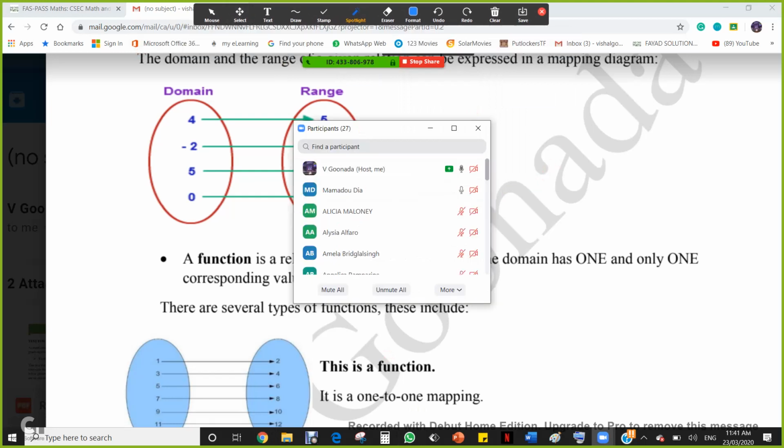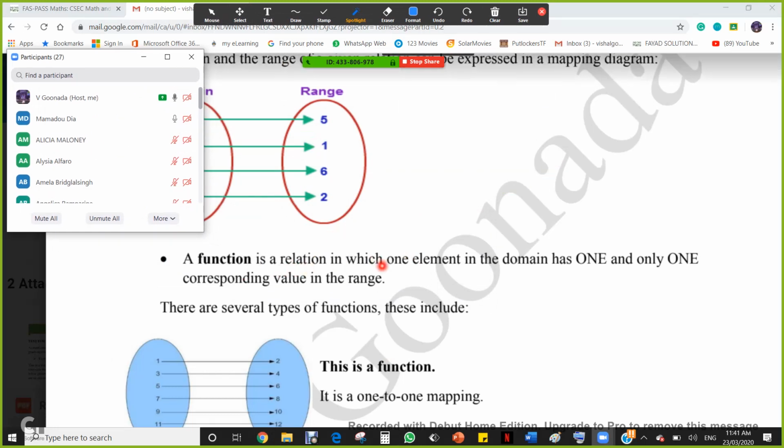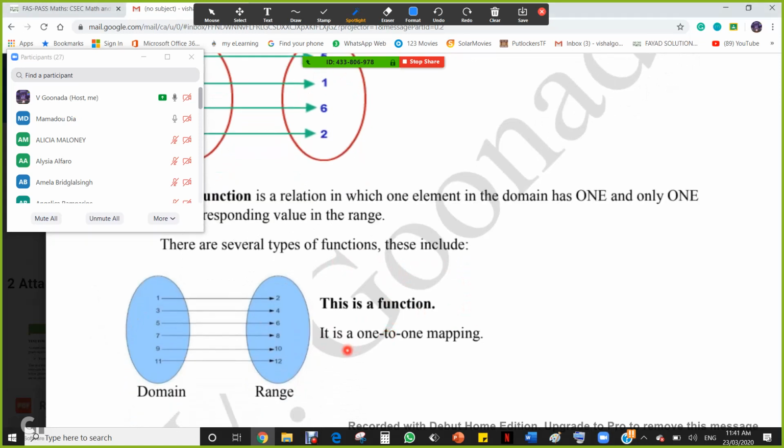So let's see. A function is a relation in which one element in the domain has one and only one corresponding value in the range. So again, a function is a relation. In other words, for it to be a function, one element in the domain has to be mapped onto one element in the range. It cannot be going to two elements in the range. Okay. Now there are several types of functions. The first one is called a one-to-one mapping. So here you can see one element mapping onto one element here.